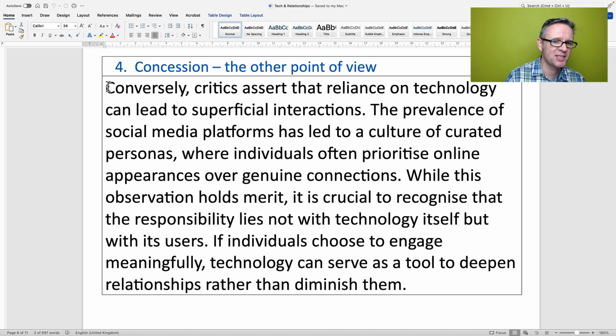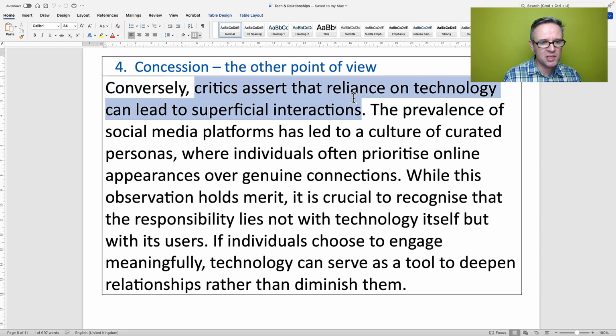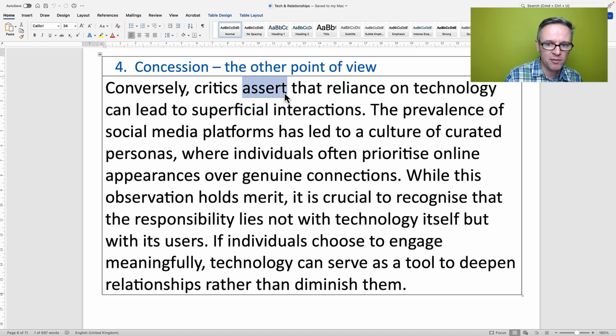So I've used this fantastic fronted adverbial, conversely. That's telling us this is the opposite thought. Critics assert that reliance on technology can lead to superficial interactions. To assert, that means to firmly believe. Reliance on means when you rely on something. And then superficial interactions. The word superficial is an antonym of deep. You could also say shallow. So these are shallow interactions. They're not deep. They're just on the surface level.